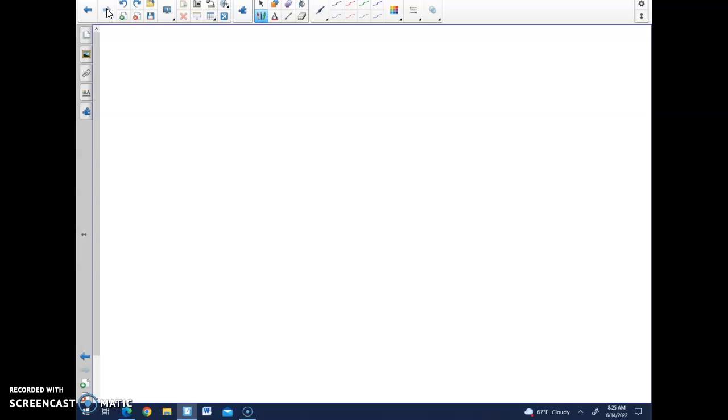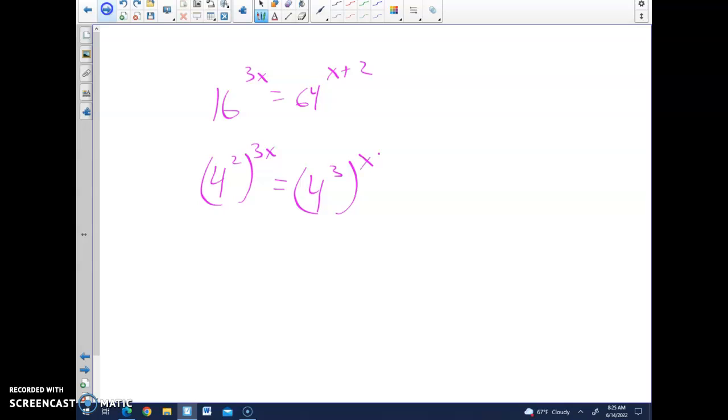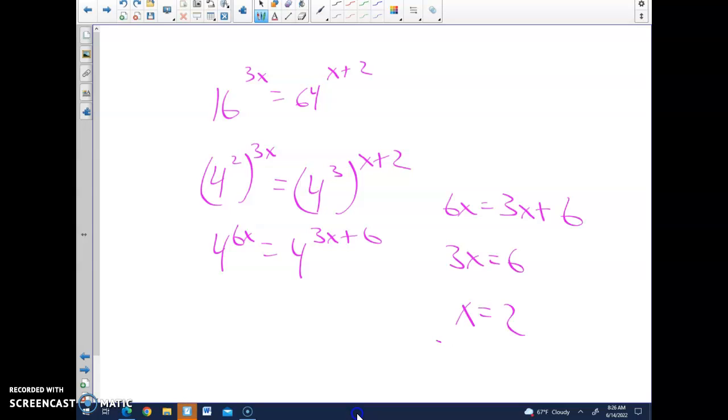Number 6, we have 16 to the 3x equals 64 to the x plus 2. That's where I need to get common bases. 4 squared to the 3x, 4 cubed to the x plus 2. 4 to the 6x equals 4 to the 3x plus 6. And now I'm setting my exponents equal. Oops, plus 2, plus 6, excuse me. We get 3x equals 6, and my x equals 2.